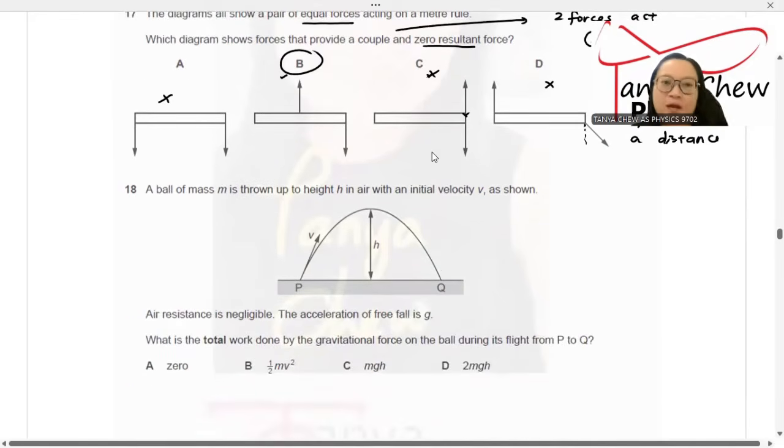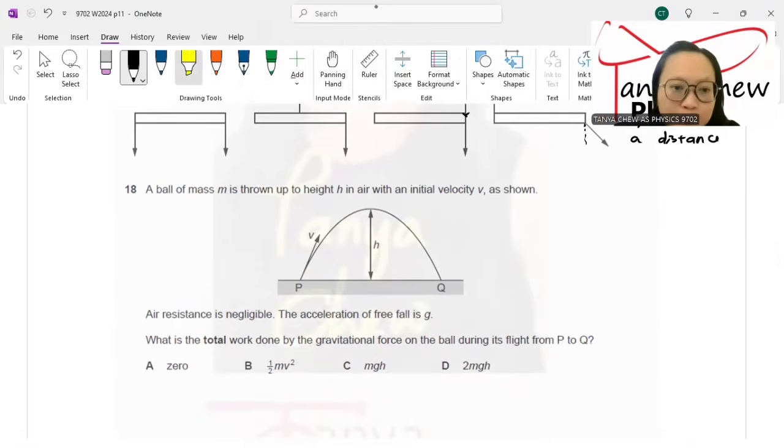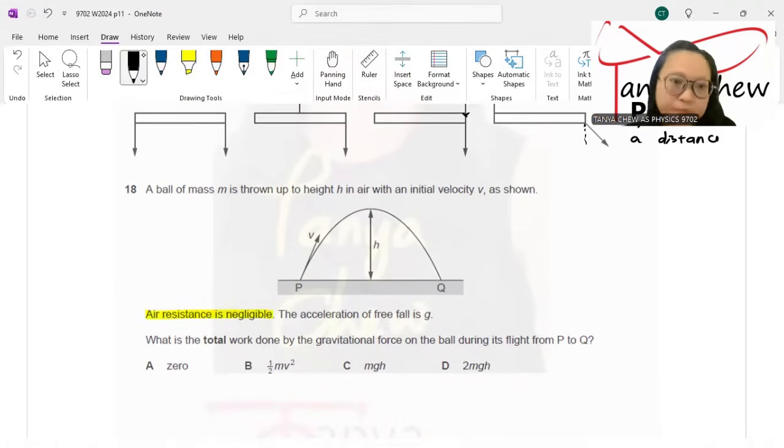Number 18. A ball of mass m is thrown up to a height h in air. That means there's air resistance with an initial velocity v as shown. Air resistance is negligible. Okay, that is super good news here. That is why the path is symmetrical. The acceleration of free fall is g. What is the total work done by the gravitational force on the ball during its flight from P to Q?